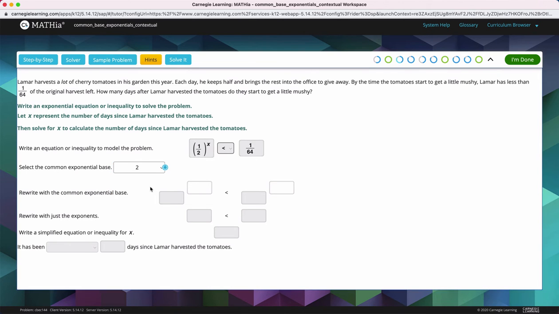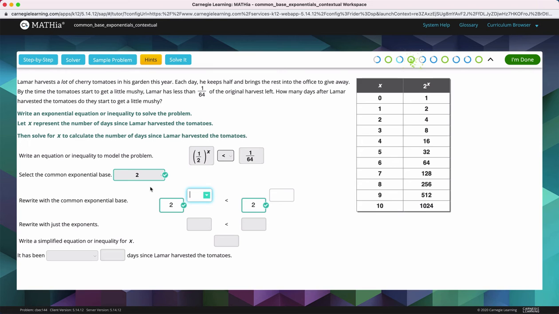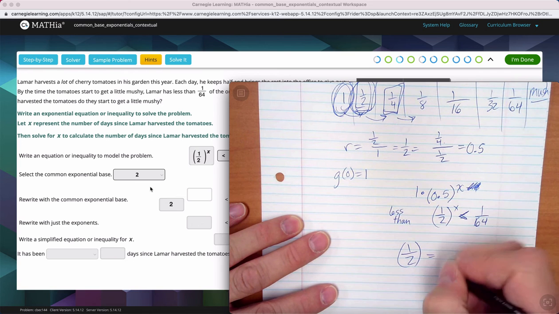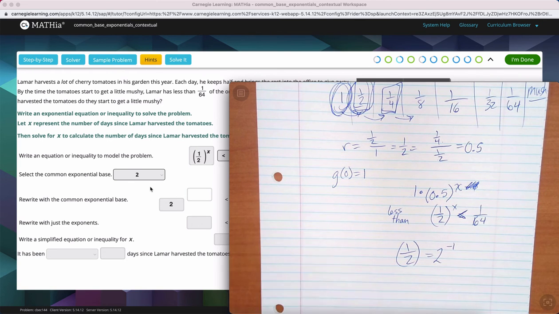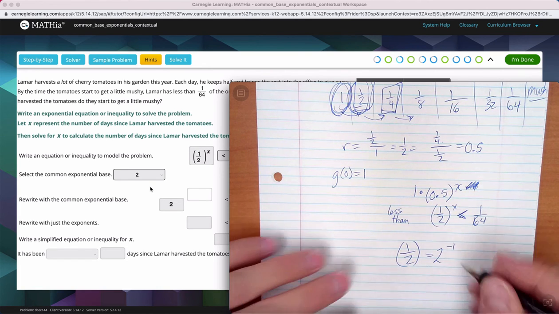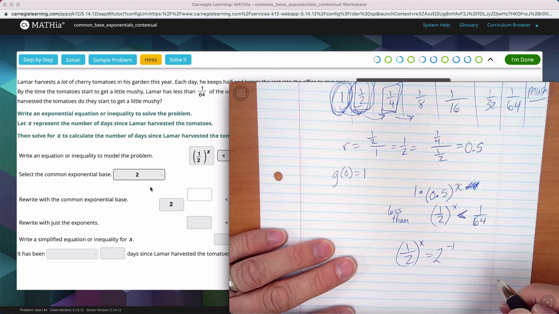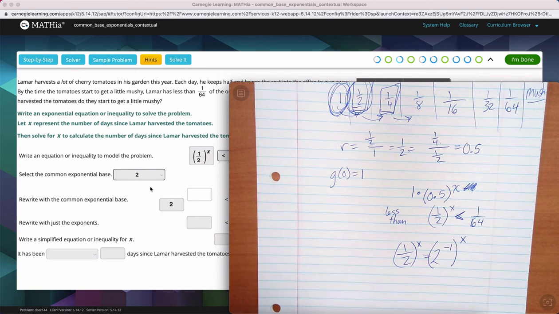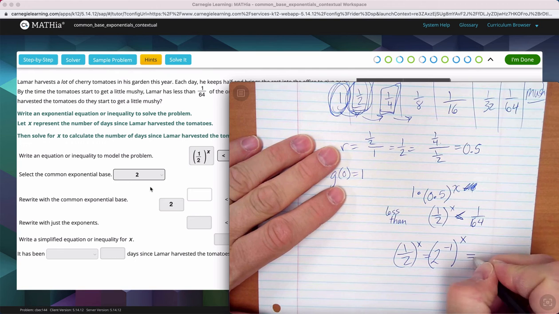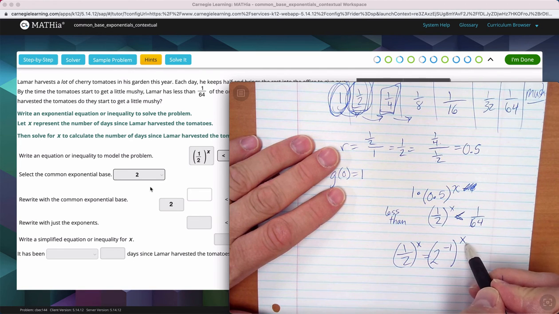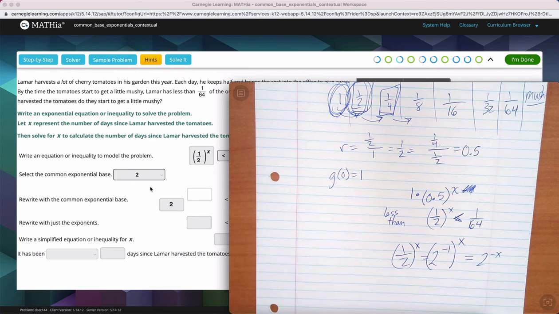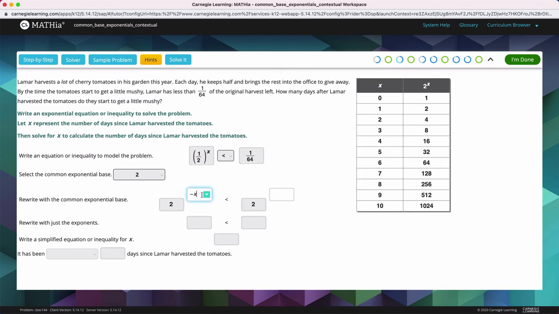Okay, select the common exponential base. It's 2. Remember, 1 over 2 is the same thing as 2 to the negative 1 power. That negative exponent flips it. So if we can do that with 1 over 2, and by the way, there's an x here, so this is 1 over 2 to the x power. I took the fraction inside the parentheses and wrote it with the negative exponent. I'm going to go one more step and remind you that a power of a power requires you to multiply the exponents. 2 to the negative x, which is what I'm going to type there.